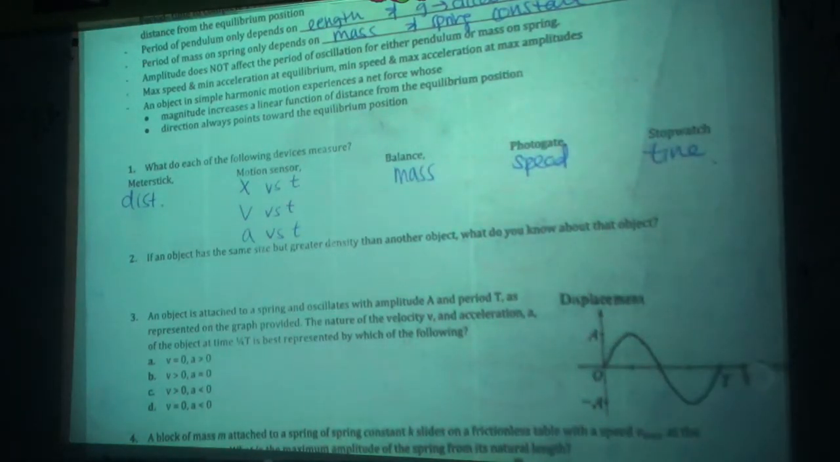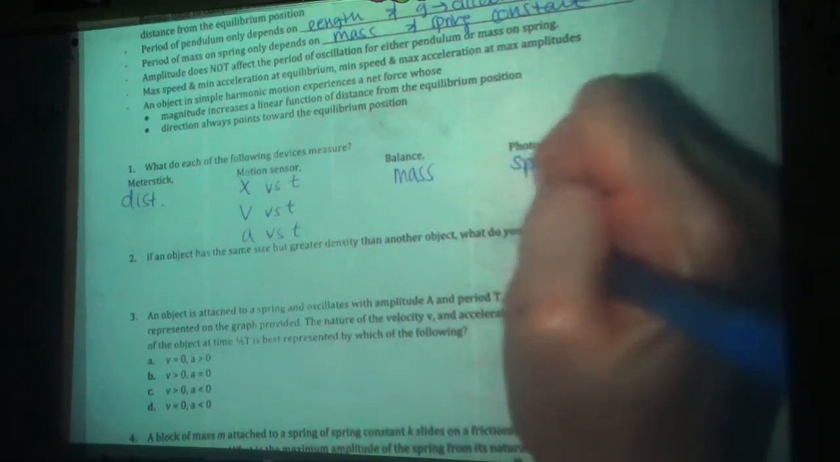If an object has the same size but a greater density, then what do you know about that? That it has a greater mass. Same size literally meaning measured radius or measured size. But if this one is denser, then it has a greater mass.